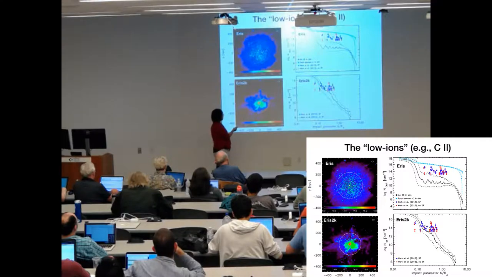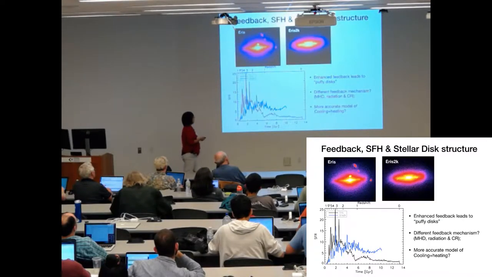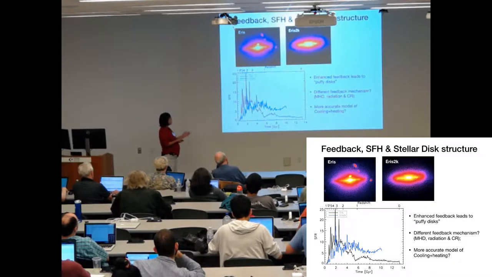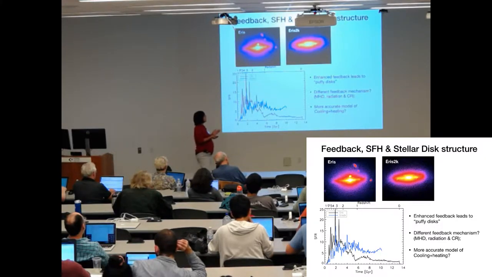So maybe it means that some of the low ion gas is actually cooling out of the hot halo, and this is quite a promising picture of getting low ions in the CGM. So at last, I want to just flash through: we have the CGM, but should we believe Eris 2K more, or should we believe Eris more? And the CGM is not the whole picture, right?